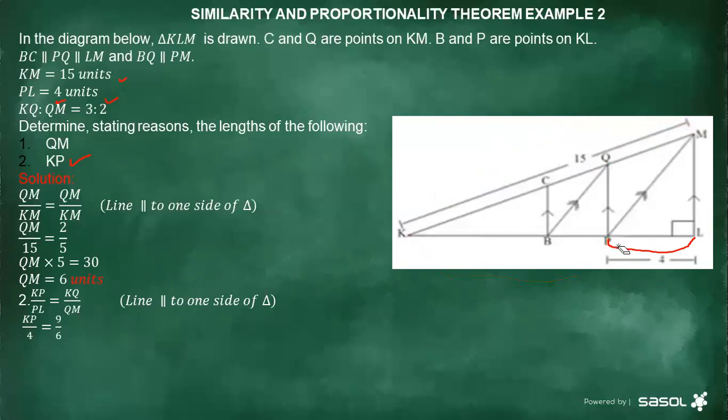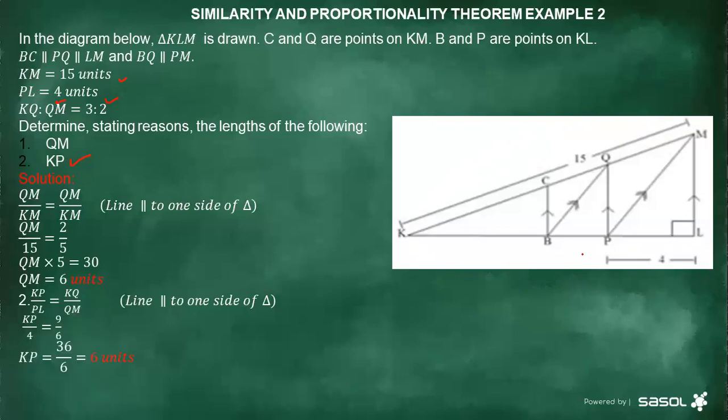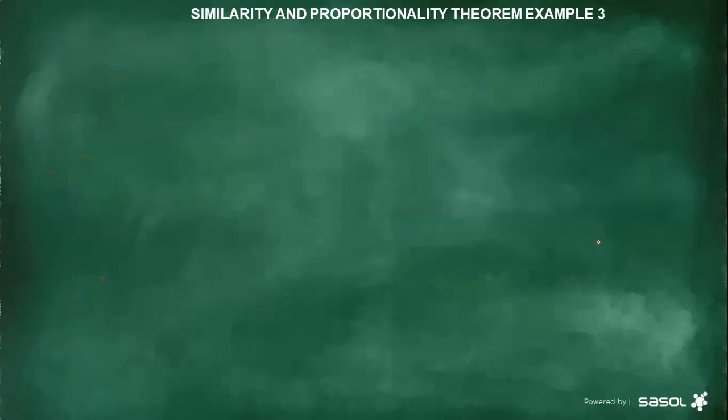Let me clean this so that we can see. Then you cross multiply: 4 times 9 gives us 36. Then we divide both sides by 6, so 36 divided by 6 gives us 6 units. So that is the actual distance for KP. That is that. And then we have the third example.